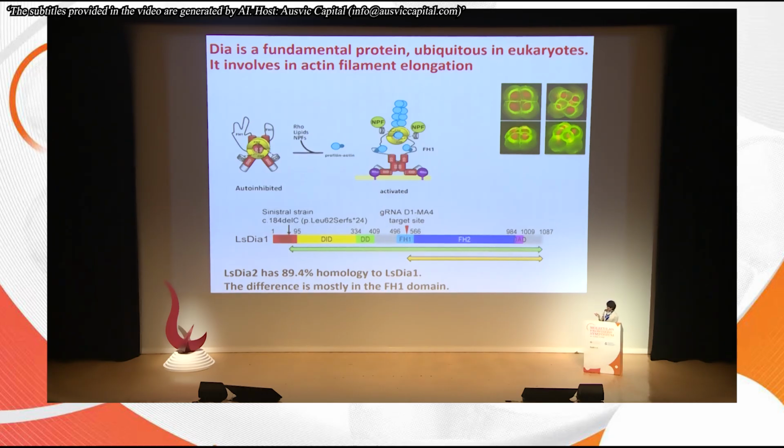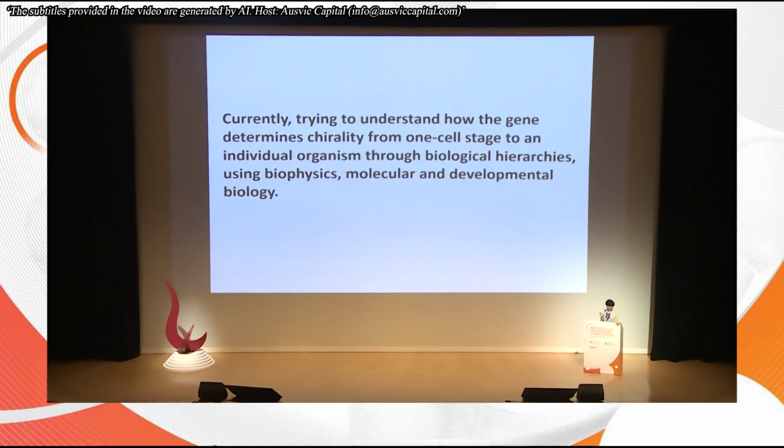Now, in the wild, there's a mutation here. These green parts are domains in this protein, and the green part is missing. So we know that is an important part. However, now I did CRISPR-Cas9, and only these yellow domains exist. That means this N-terminal part is not important in determining handedness. Now I'm trying to work out what is doing this. Of course, it's difficult, but I'm working on that, trying to understand how the gene determines chirality.